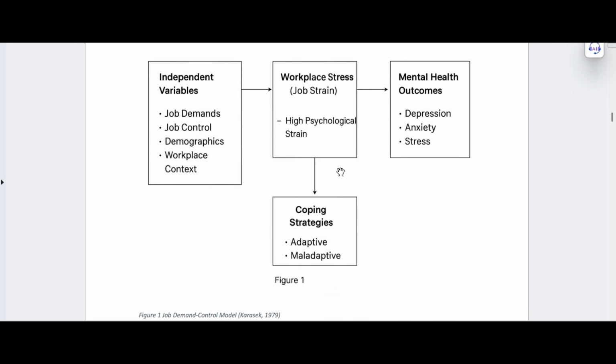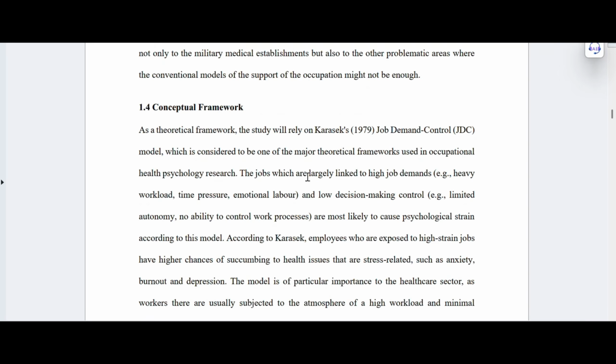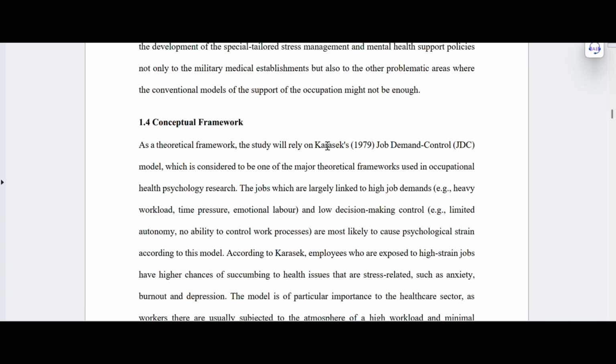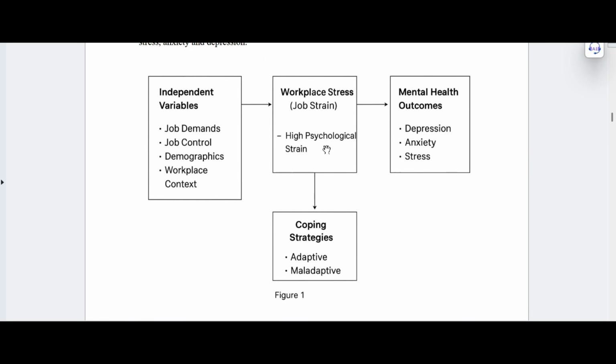Okay, so here is a conceptual framework of another student, and this student is using Karasek's 1979 job demand control model. So it's the model that he is using to study this particular topic. Instead of just going to do something entirely different, he chose this model which is already existing, which aligns with his objective, and he just adapted it to fit his topic.